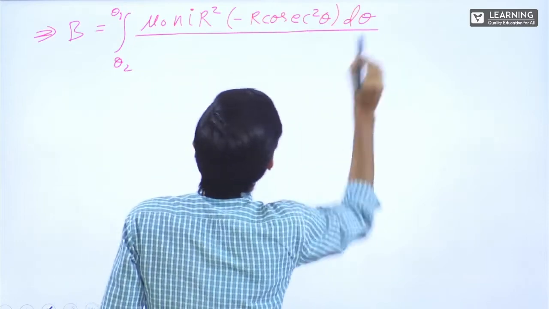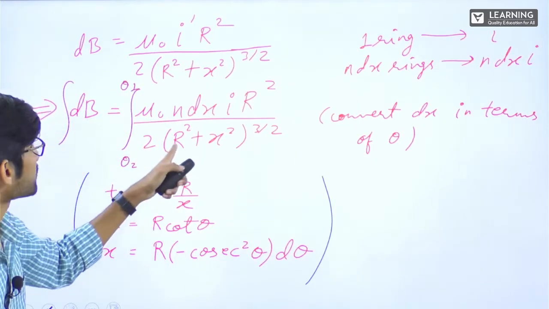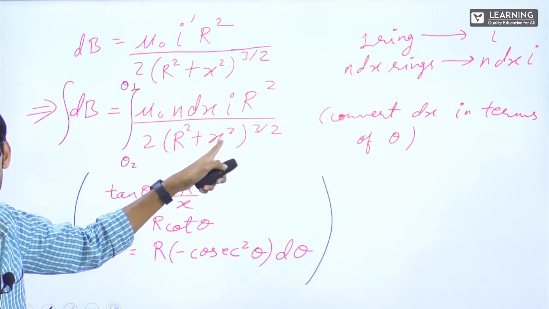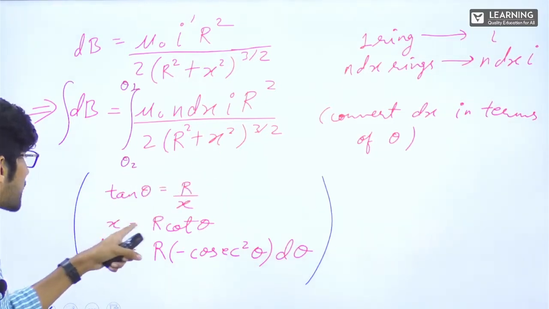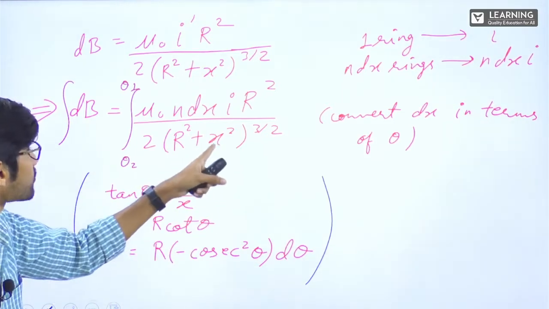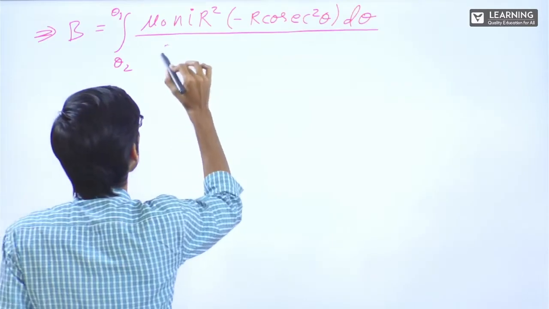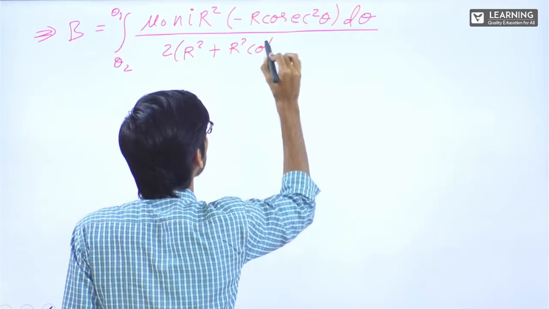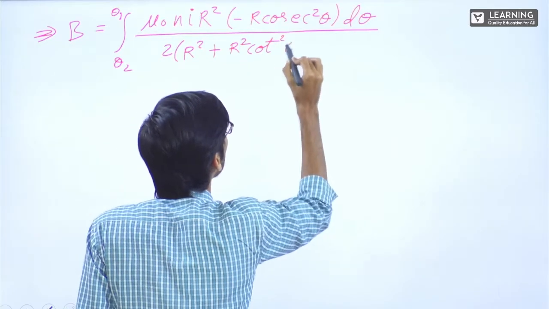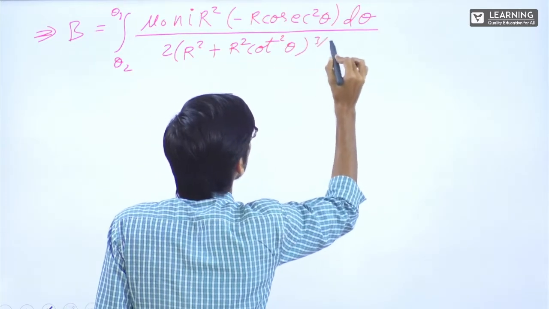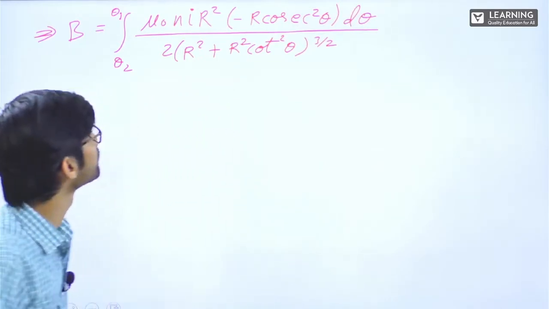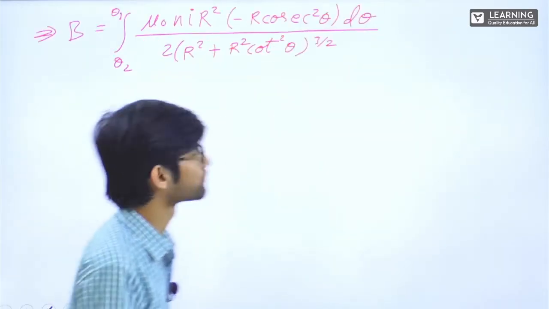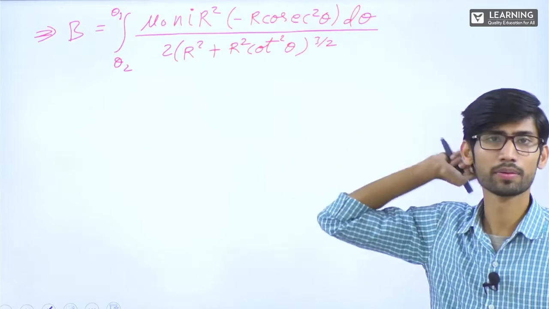Divided by 2 times r square plus x. x also I have to substitute. x is r cot theta, so here r square cot square theta. So this will be 2 times r square plus r square cot square theta, power 3 by 2. Correct? Alright, just check everything is correct.